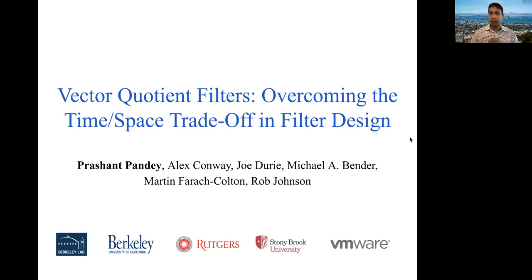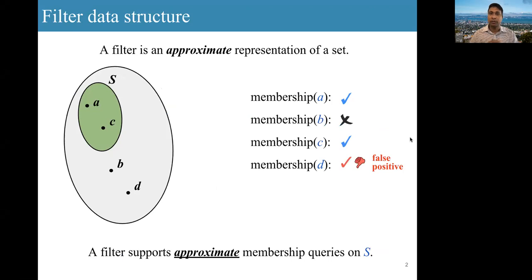So let's start by talking about filters. A filter is an approximate representation of a set. For example, on the left-hand side, we have items from a universe containing A, C, B, and D, and a set, which is a part of the universe, containing items A and C. A filter representation can answer membership queries for items, and it will always return true for items that are present in the set. However, occasionally, it might still return true for items that are not part of the set. For example, in this case, item D. And these items are false positives.